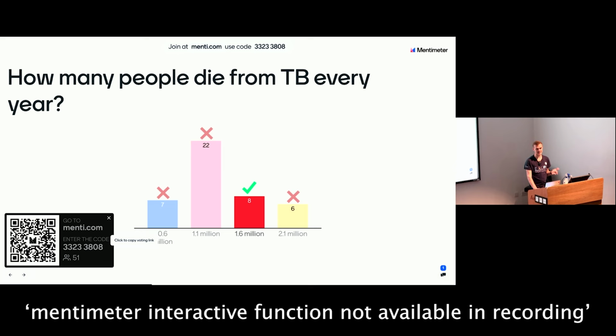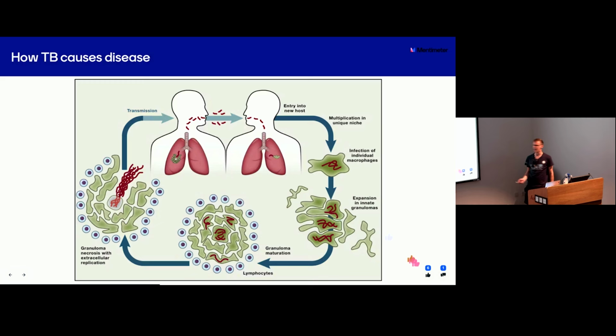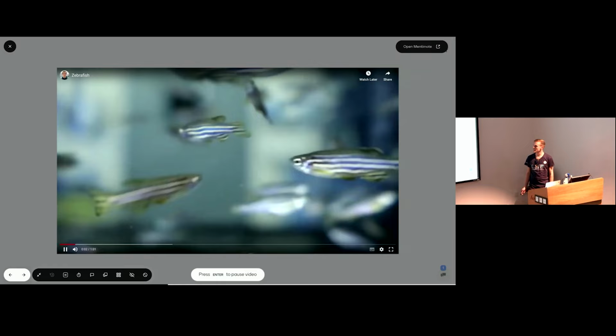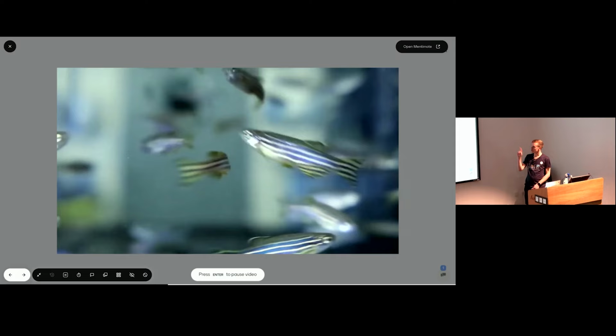And what we in our lab are interested in is this process of how does disease start and what does the body need to be able to protect itself against TB? And we think that by studying those two things, we'll be able to better treat people that have TB. And so I said, it's a bit of a fishy tale. So in our lab, we work on zebrafish, and you can see them swimming around in the tank now with their stripes along the side.